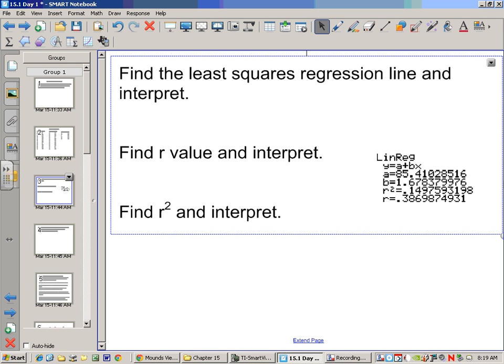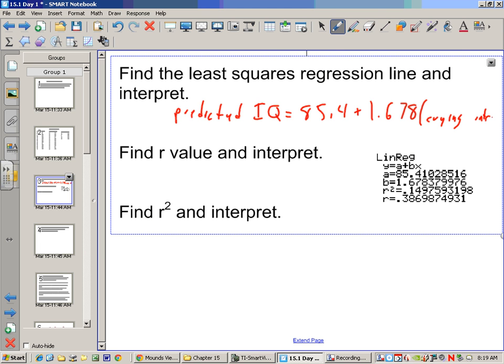All right, so to write my equation, we'll have the predicted IQ is going to be my Y value, and that's going to equal 85.4 plus B, which is 1.678 times my X variable, which is crying intensity. Now find the R value. That's right down there. That's 0.38.